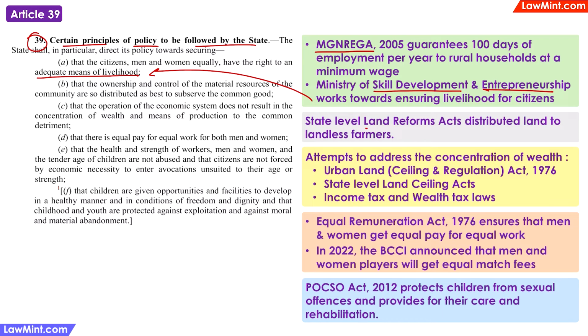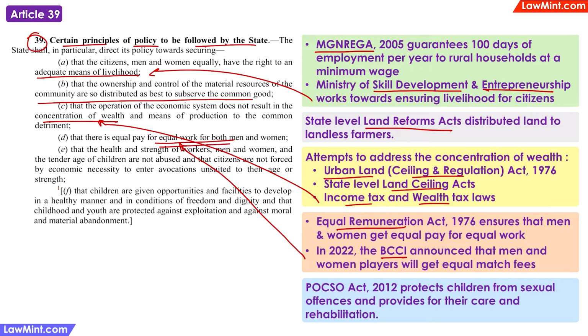Various state-level land reform acts try to redistribute the ownership and control of land across the community. The Urban Land Ceiling and Regulation Act, the state-level land ceiling acts, the Income Tax Act, and the Wealth Tax laws try to address the concentration of wealth. The Equal Remuneration Act and the rules by various organizations, such as the BCCI, try to work towards the goal of equal work, equal pay.